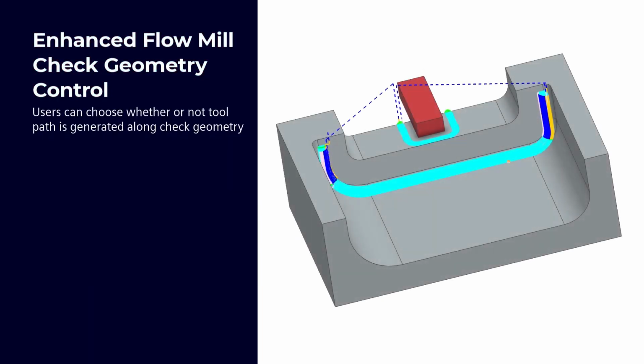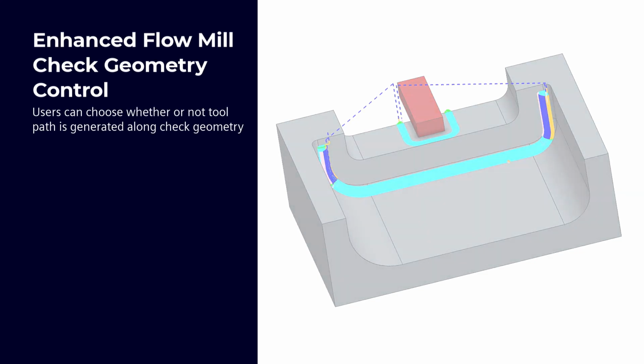Users can choose whether or not tool path is generated along check geometry.